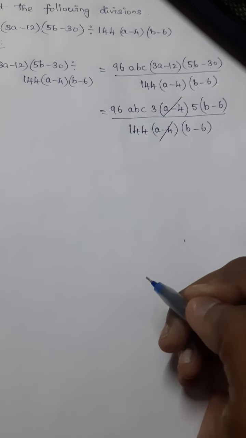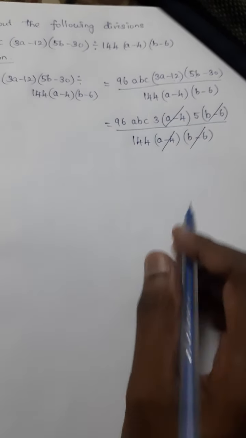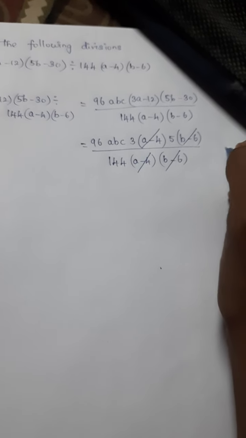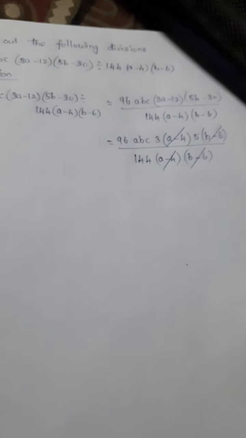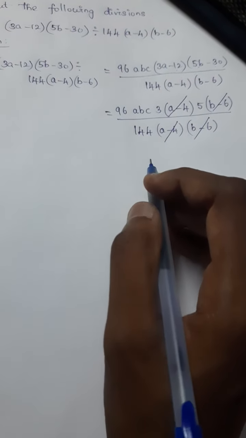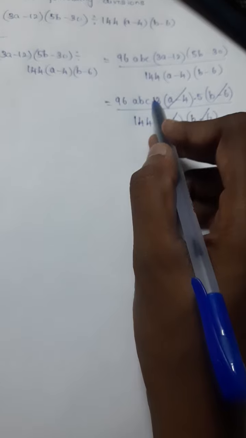Now see, this a minus 4 will get cancelled. b minus 6 will get cancelled. See how I am striking out? The same must be done. Not by a small line. The whole term must be cancelled using a cross strikeout. Now we can cancel the numbers. Multiplication sign. Now this 144 and 3 can get cancelled.